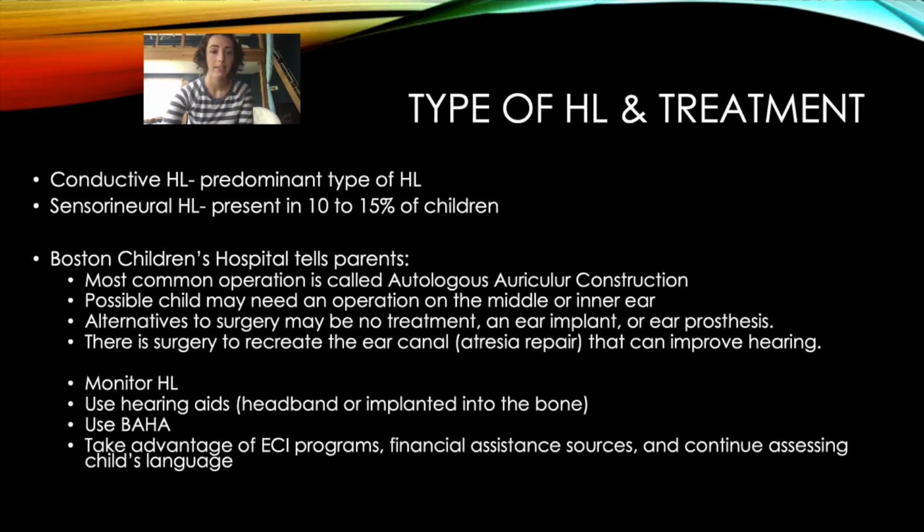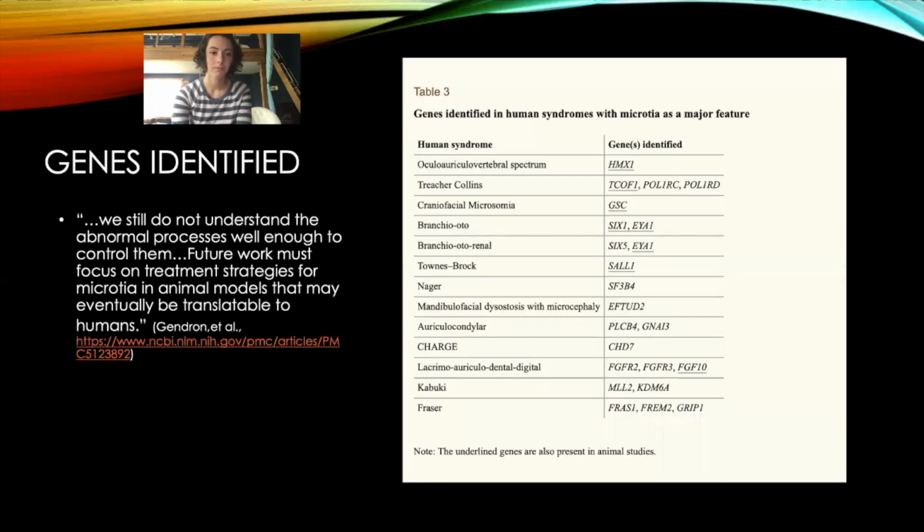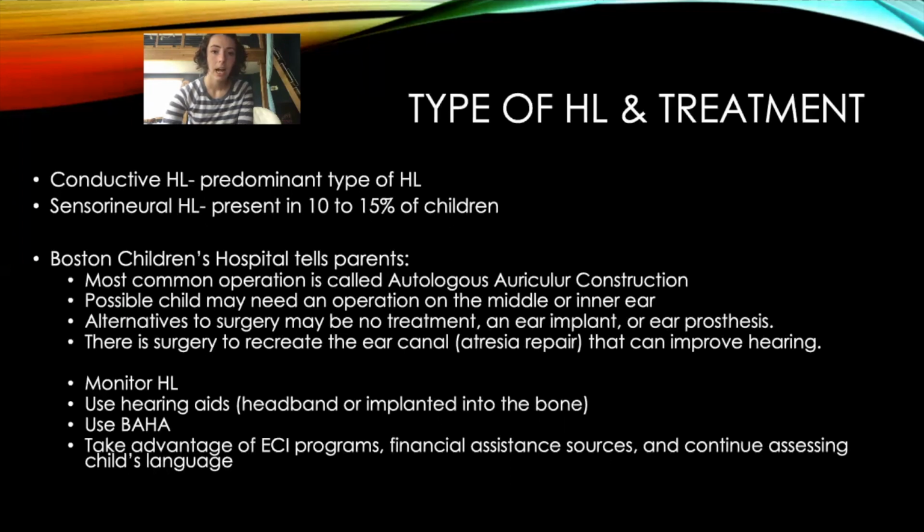But it is shown that babies with microtia, or just individuals with microtia, it's usually a conductive hearing loss. And sensory neural hearing loss is present in 10 to 15% of children with microtia. And as for surgery, the care and the treatment of a child really depends on the severity of the case. So some children will need a series of operations, while others won't need any treatment at all.